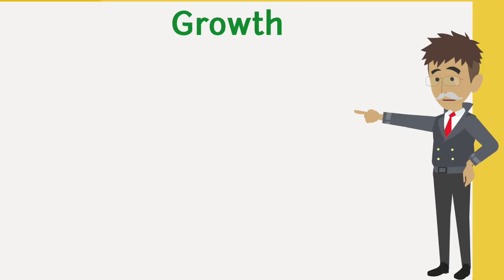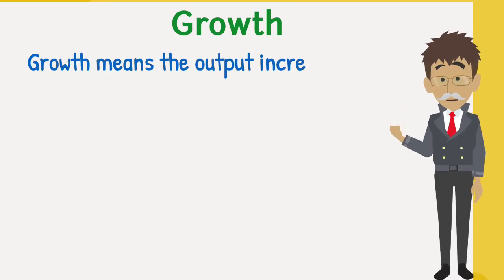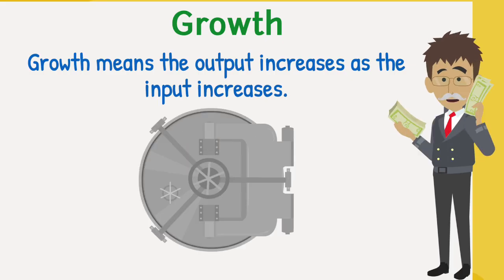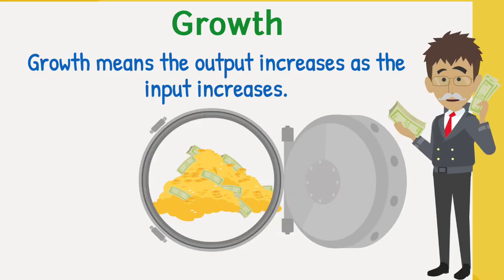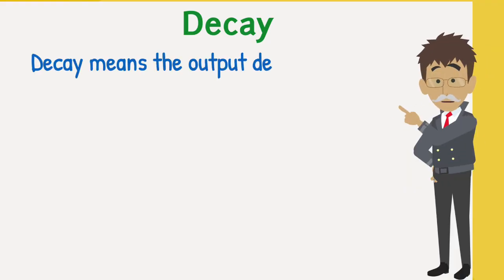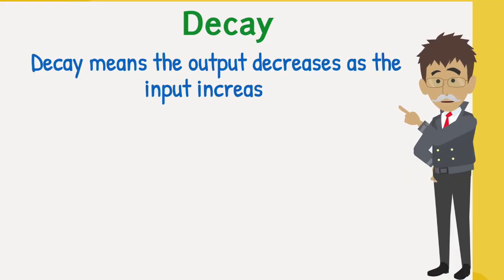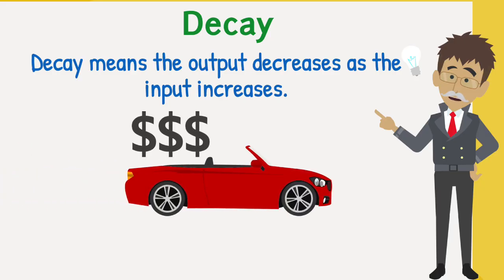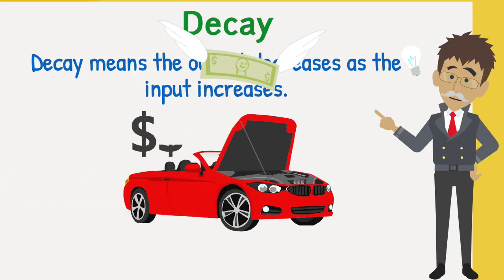Growth. Growth means the output increases as the input increases. For example, money in a savings account earning interest shows growth. Decay. Decay means the output decreases as the input increases. For example, the value of a car often decreases over time, which shows decay.